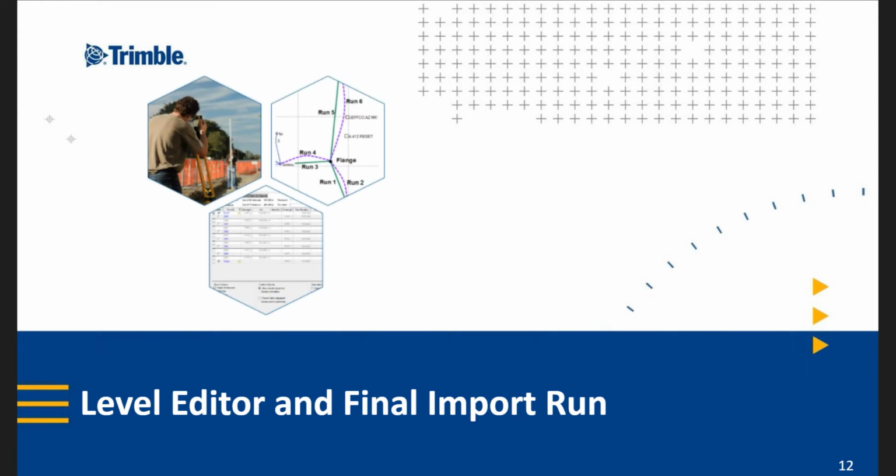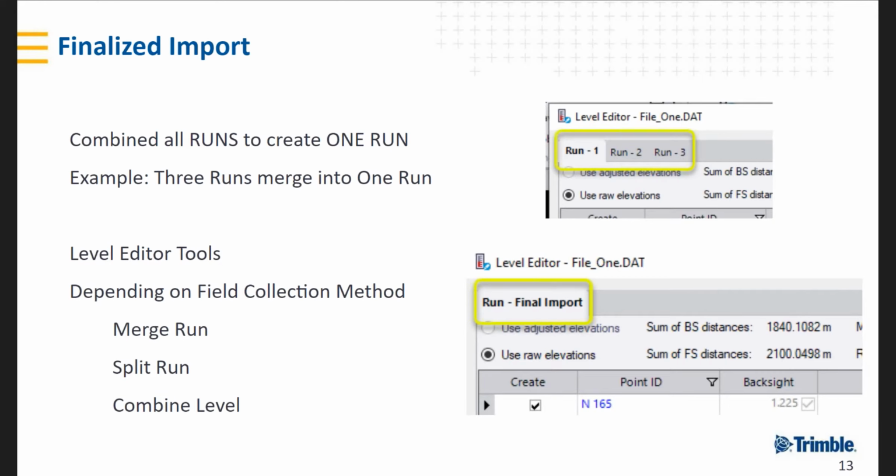All right, now the level editor. The goal in the editor, from the field to the editor, is to create the final import run. In this example, we have 3 runs that were done in the field. They could be closed or open, but if we did open, we'd have another one to run 4. In this case, we have 3 runs that are closed.